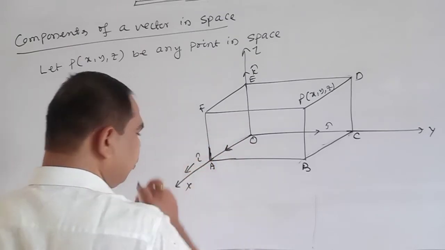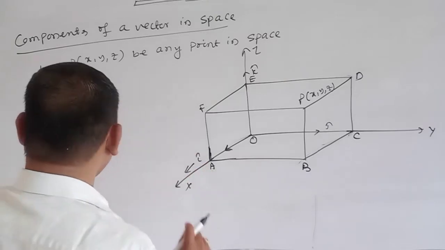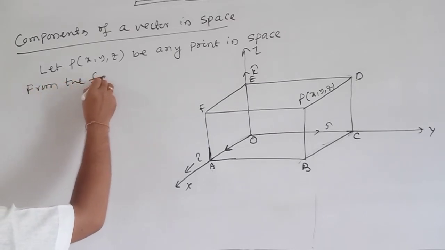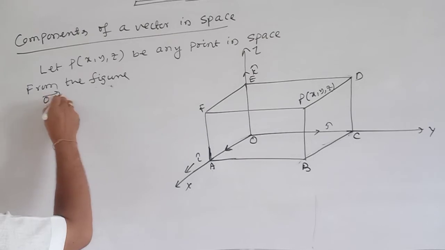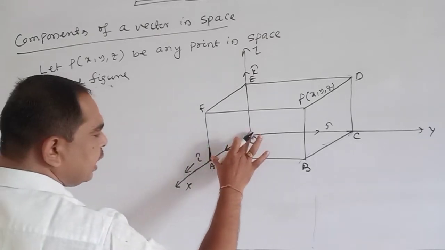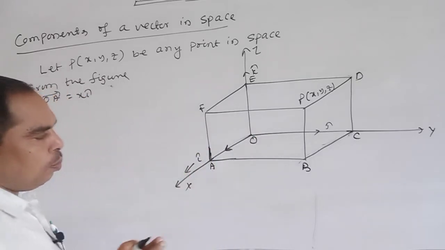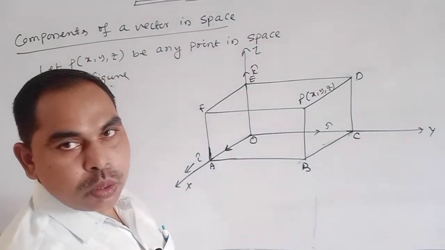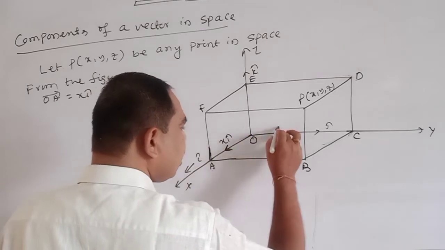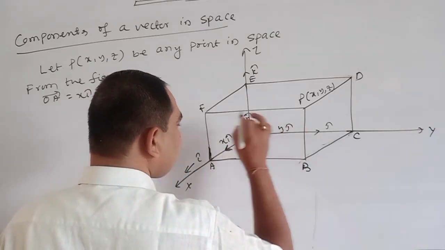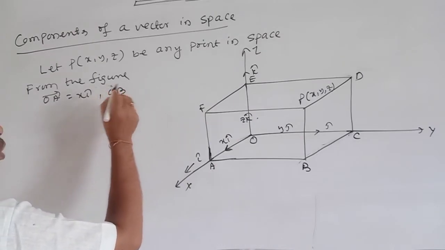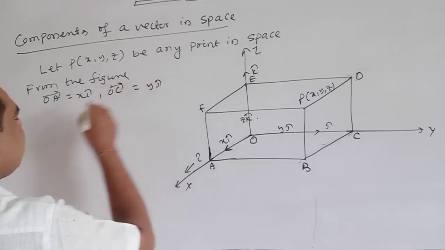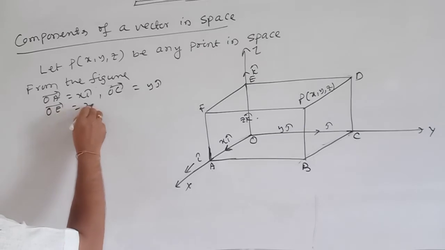So OA vector from the figure is equal to x i cap, because this length is x. Mode of OA is x, mode of OC is y, mode of OE is equal to z. So this is x i cap, this is y j cap, and this is z k cap. So OC vector is equal to y j cap, and OE vector is equal to z k cap.